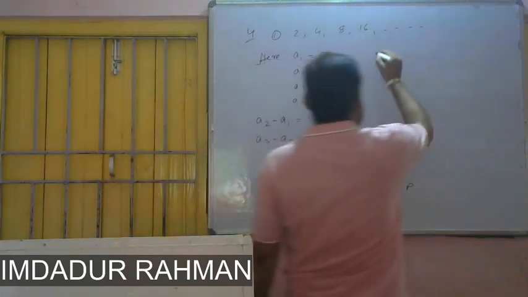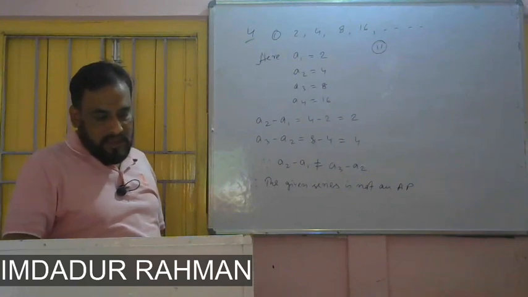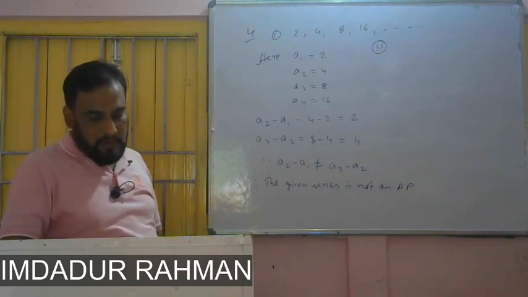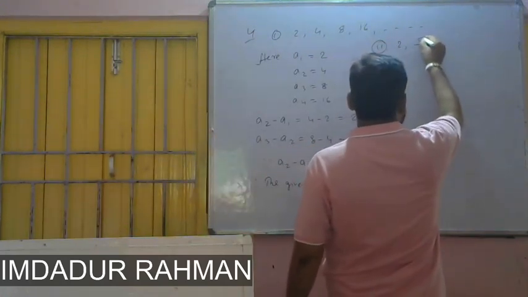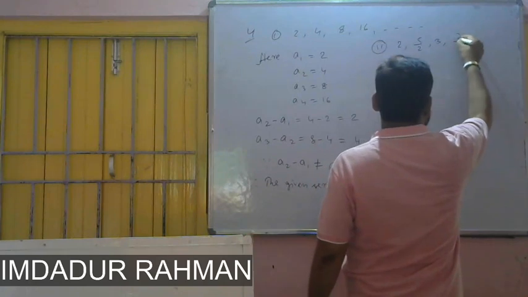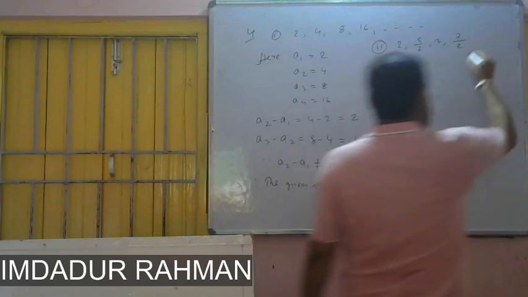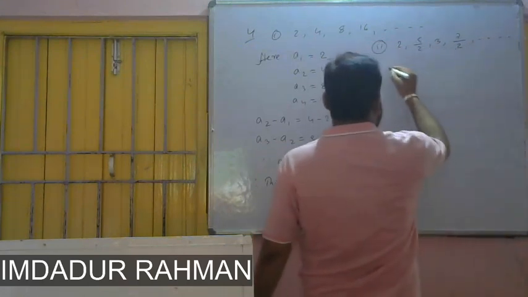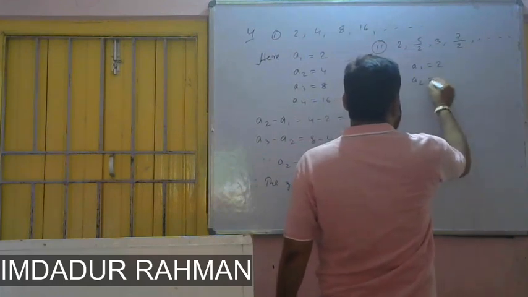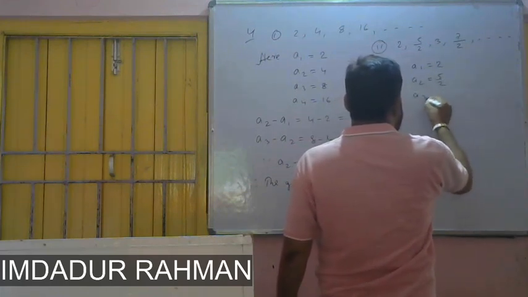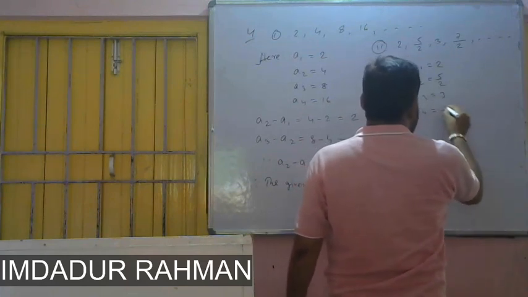Now proceed to the next. The given series is 2, 5 by 2, 3 and 7 by 2, I think. Yes. Here also, write it like this. Here A1 is equal to 2, A2 is equal to 5 by 2, A3 is equal to 3 and A4 is equal to 7 by 2.